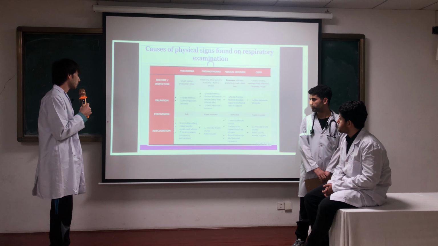In palpation, pneumonia shows increased tactile fremitus and decreased chest expansion unilaterally. In case of pneumothorax, there can be decreased tactile fremitus, tracheal deviation away from the affected side, and decreased chest expansion unilaterally. In case of pleural effusion, decreased tactile fremitus and tracheal deviation away from the affected side. In case of COPD, decreased chest expansion bilaterally.